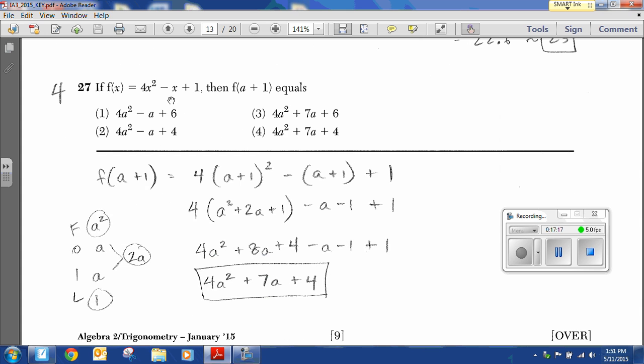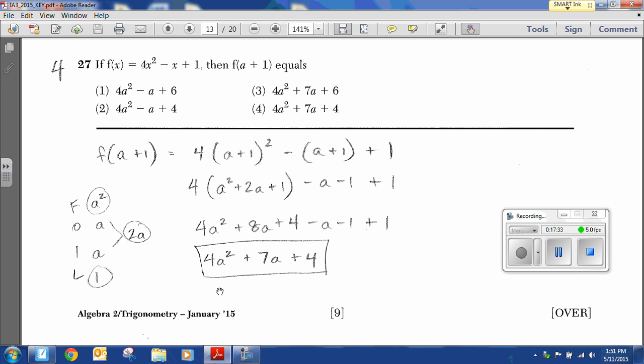We have f of a plus 1, so we take a plus 1, we plug it in for x. As you can see, we need to FOIL. And then a plus 1 over here needs to distribute the negative, this minus. It becomes negative a minus 1 plus 1. Distribute the 4, and we have all this, and it simplifies to 4a squared plus 7a plus 4.